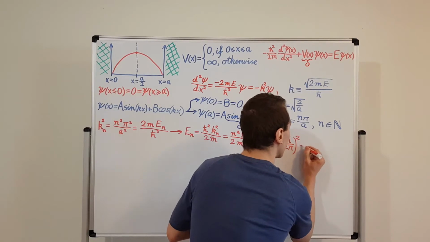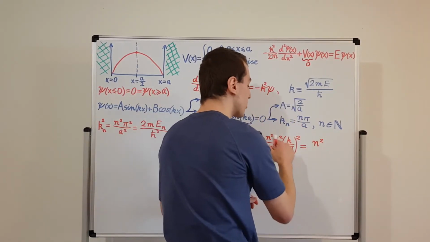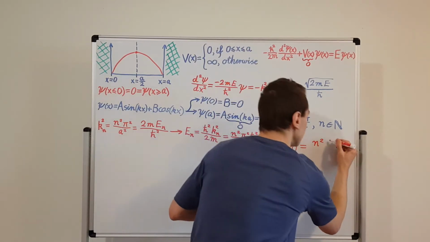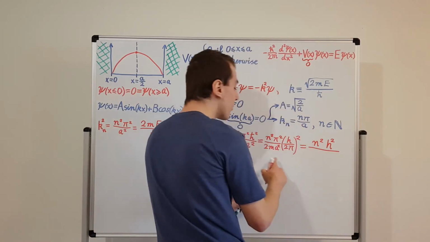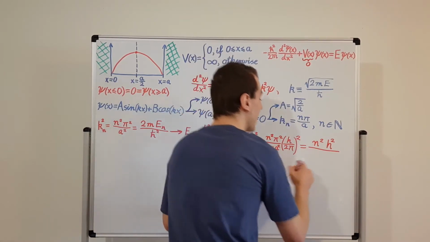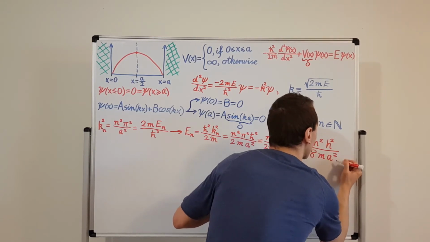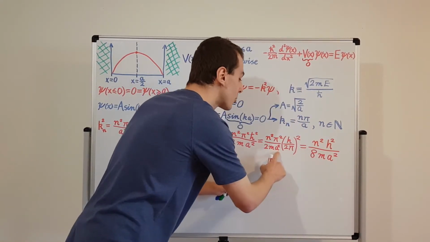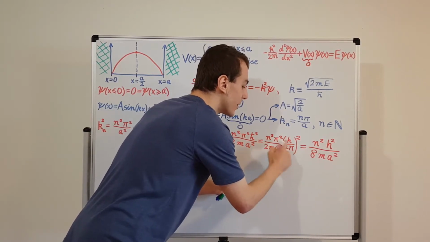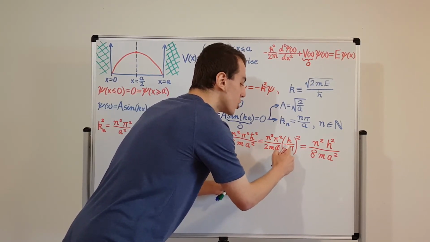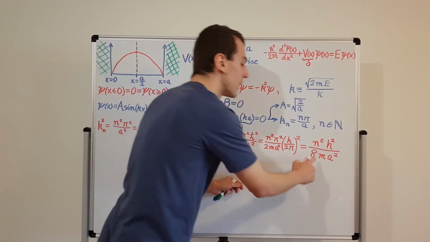So I'll write that out in full. We're going to have n squared. This pi squared has disappeared because it's cancelled with this one. We're going to have h squared, and then we're dividing by 8ma squared. So nothing has happened to the a squared or the m, nothing has happened to the n squared, but the pi squared has disappeared, it's just cancelled, and this 2 has been squared, it's been turned into a 4, and 4 times 2 is 8.